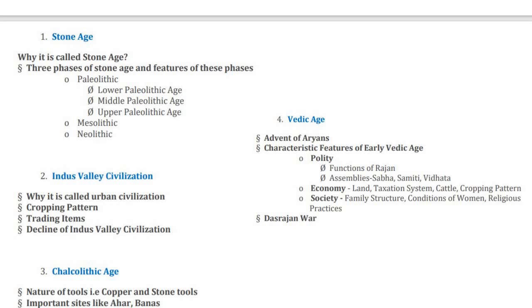We have to study Stone Age. Why it is known as Stone Age, the 3 phases of Stone Age, the features of these phases. तो हमें Stone Age पढ़ना है. 3 phases होते हैं Stone Age के, वो पढ़ने हैं. Features पढ़ने हैं Stone Age के, क्या क्या features थे. Then in Stone Age you will study about Paleolithic period, Lower Paleolithic age, Middle Paleolithic age, Upper Paleolithic age, the Mesolithic and Neolithic. These are the time periods that you have to study. R.S. Sharma की किताब से आप prepare easily कर सकते हो.